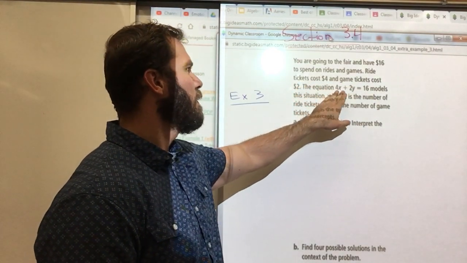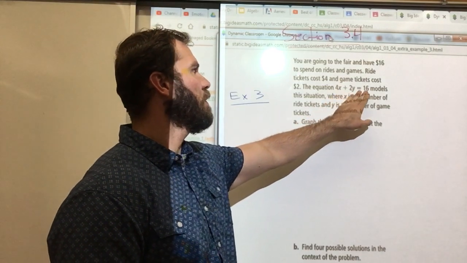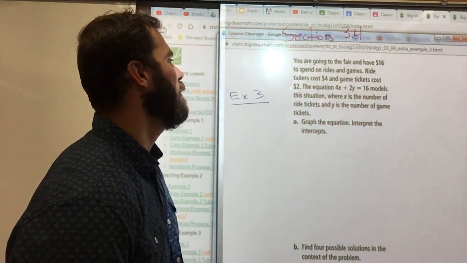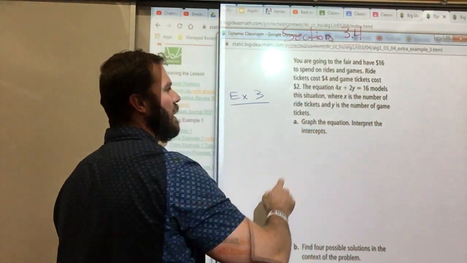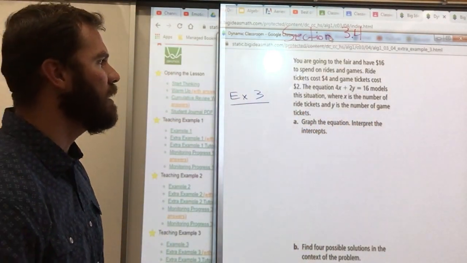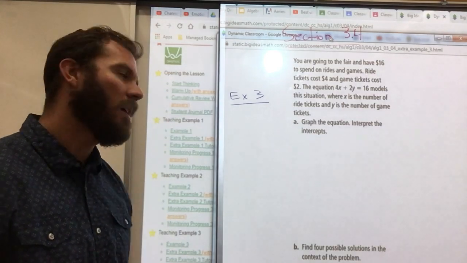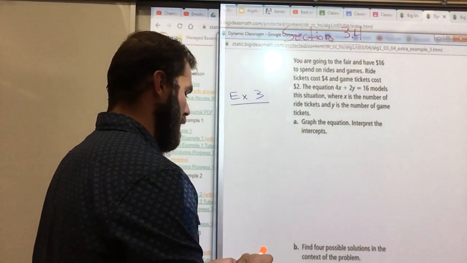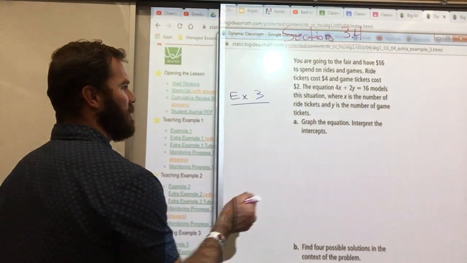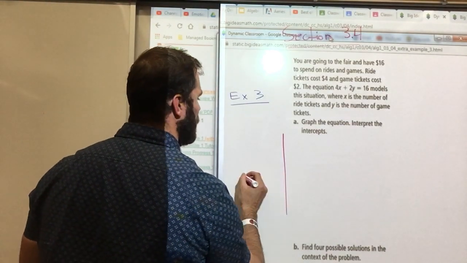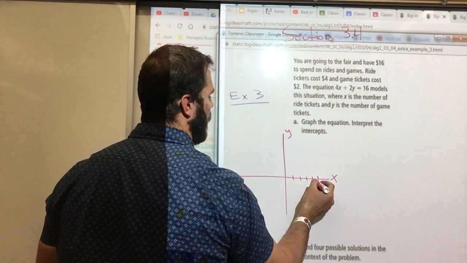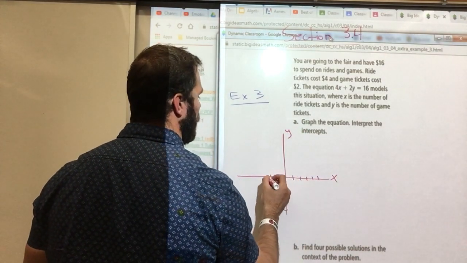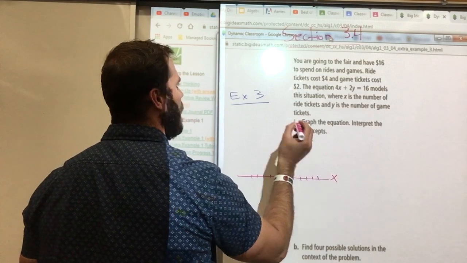The equation 4x plus 2y equals 16 models this situation where x is the number of ride tickets and y is the number of game tickets. Graph the equation, interpret the intercepts. This isn't too complicated. So the first thing we'll do is draw our x and y axes. 1, 2, 3, 4, 5 on each.